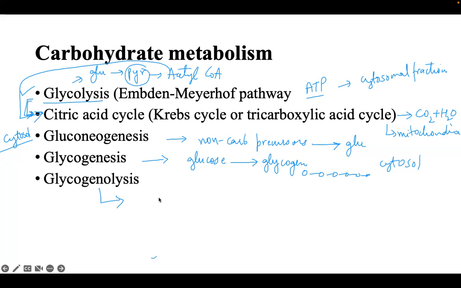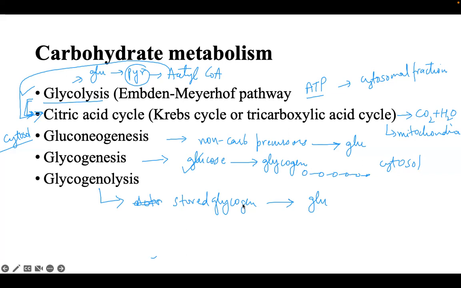Talking about glycogenolysis, this is the opposite pathway of glycogenesis. It basically involves the breakdown of this stored glycogen into glucose. So the glycogen that was stored in the glycogenesis process is broken down for the release of energy, and glucose is formed.